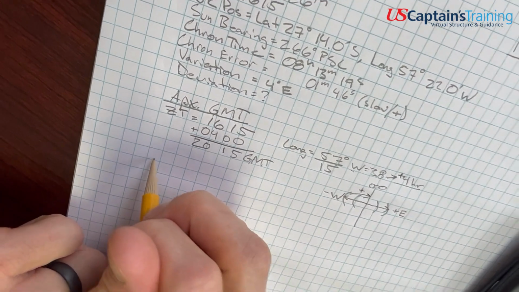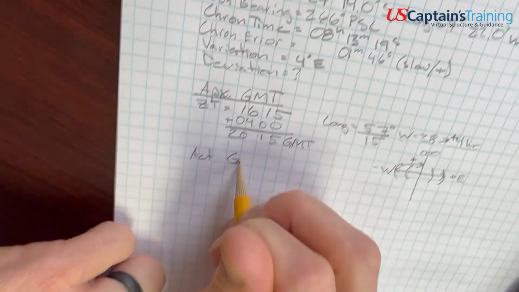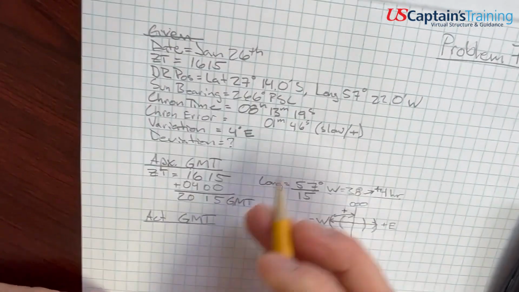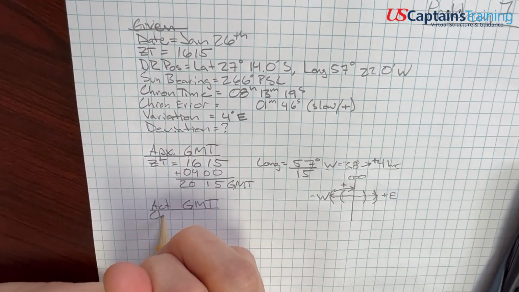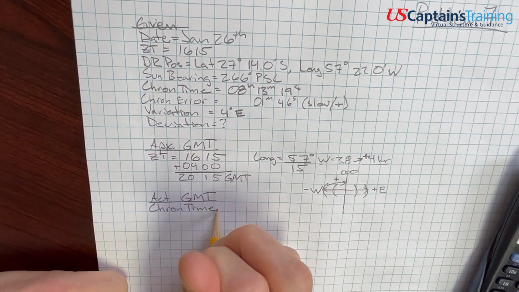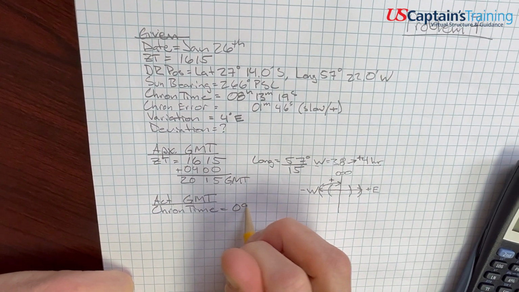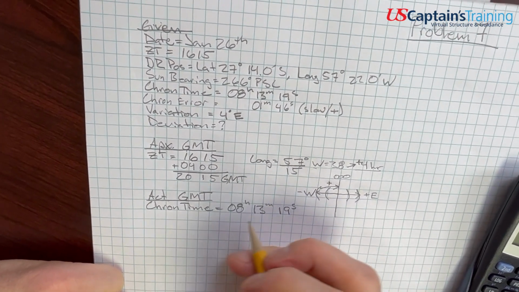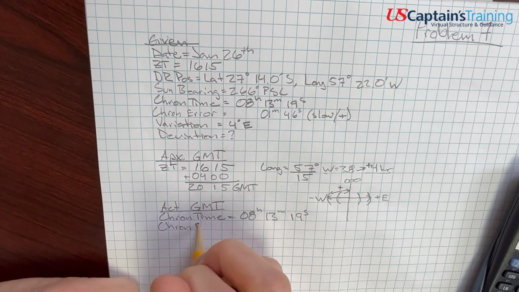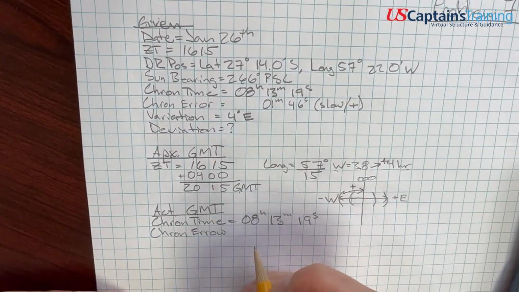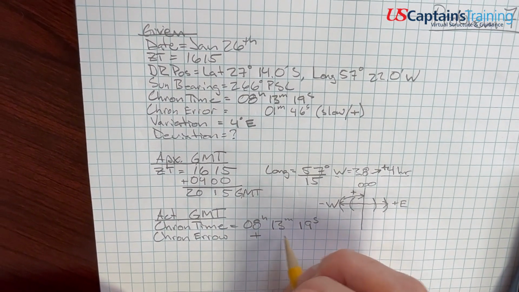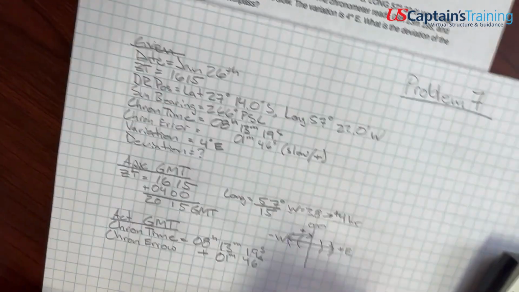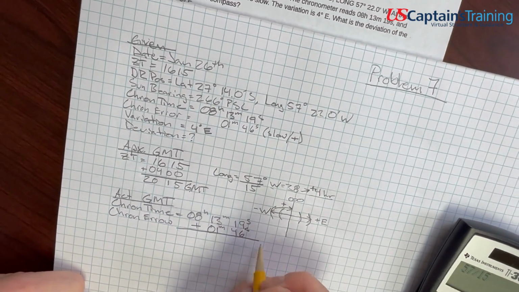Cool. Now let's find the actual GMT. So we take the chronometer time, 8:13:19. So let me just keep track of all this. Chron time is equal to 8 hours, 13 minutes, 19 seconds. And the chron error, it's slow, so we add it, and it's 1 minute 46 seconds. We can add these together.